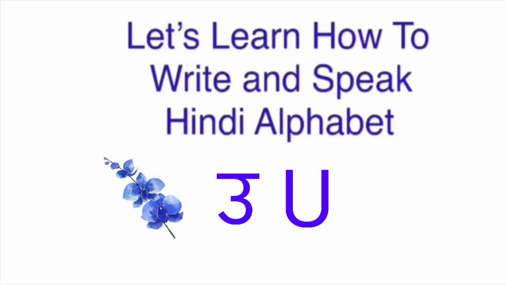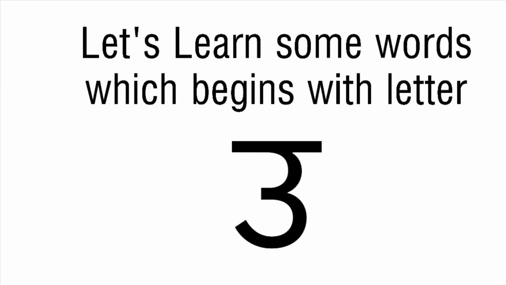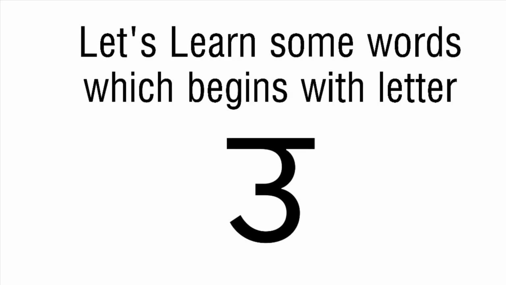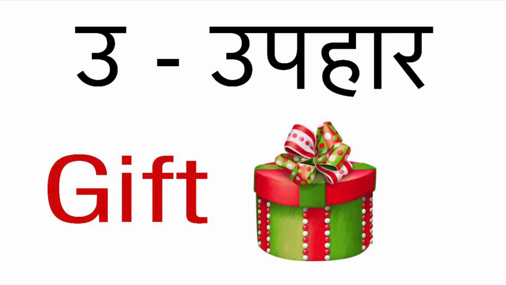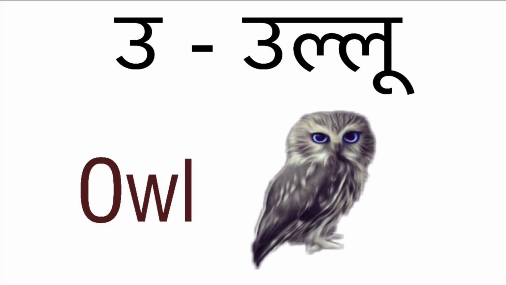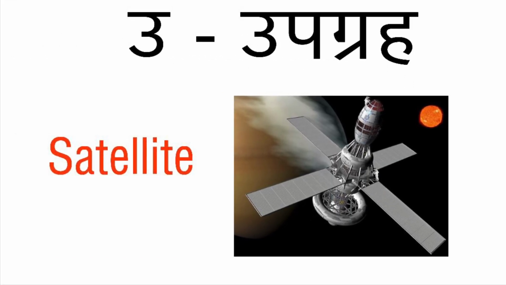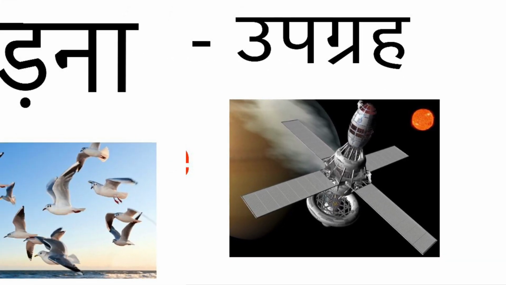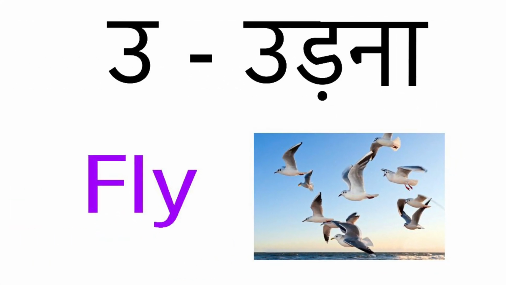Friends, let us learn how to write and speak Hindi alphabet U. So first, let us see some words which begin with Hindi alphabet U. U for upahar means gift. U for ullu means owl. U for upgrah means satellite. U for udna means fly.